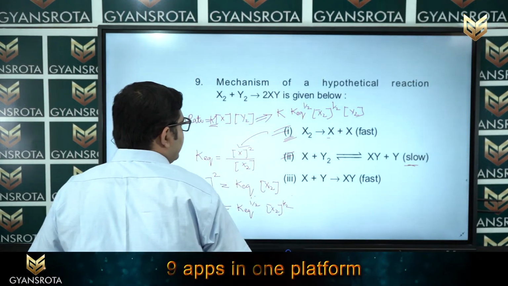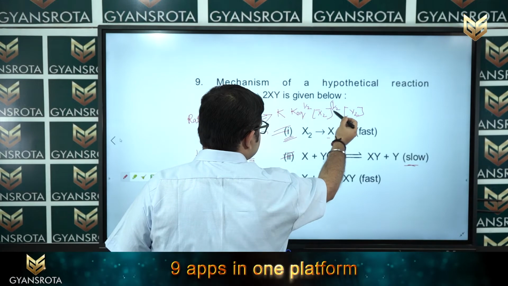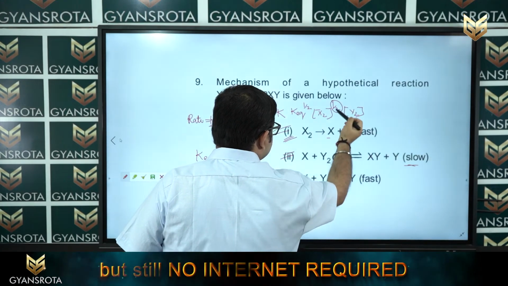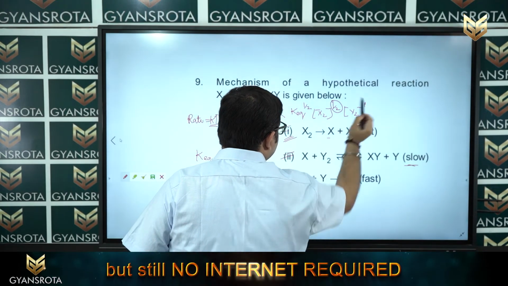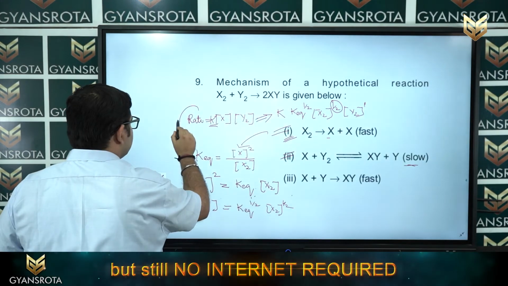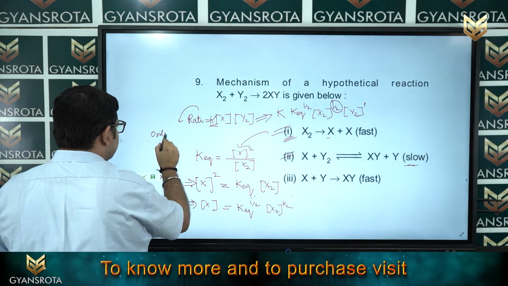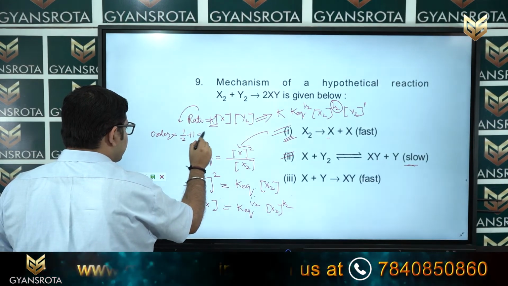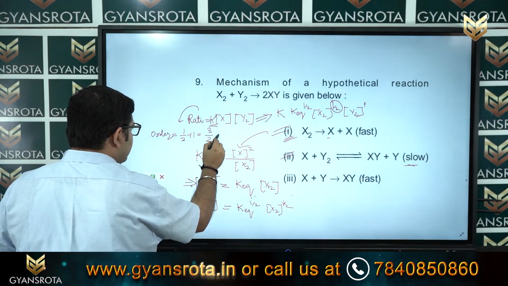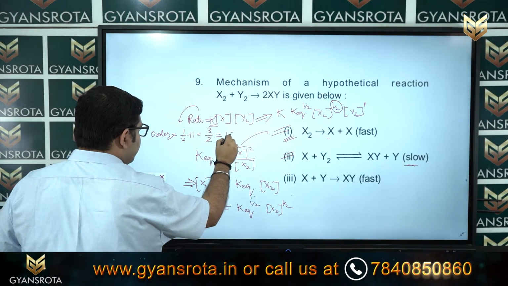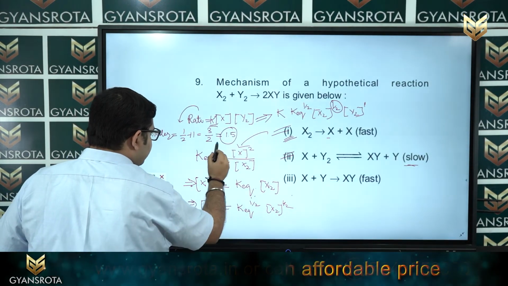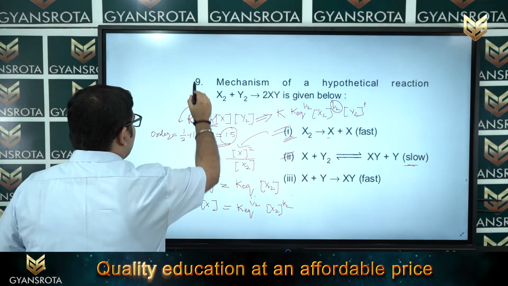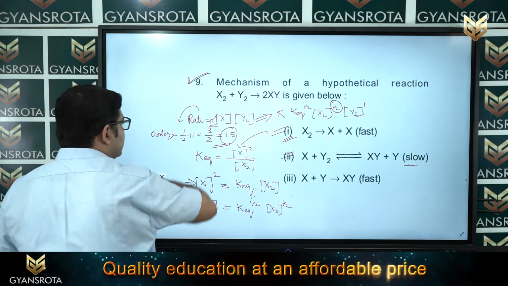So now how to find out the order? We have to just add on these powers, that is half, and here it's 1. That means your order is half plus 1, that is 3 by 2, that is 1.5. So, 1.5 is the correct answer of your question number 9.